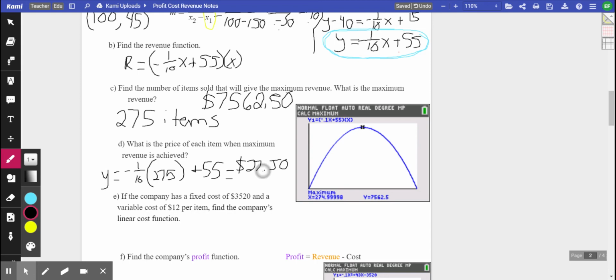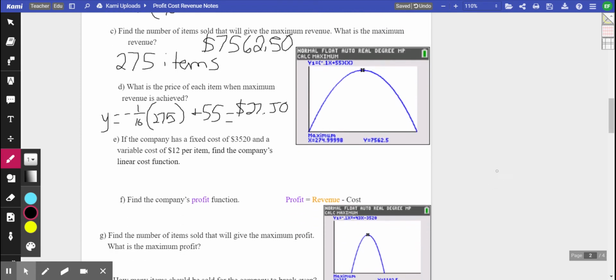So our little sweet spot for this item, whatever they're selling here, we want to be able to list the price for $27.50. That way we're going to maximize our profit. Because we know at that price point, we're going to be able to sell 275 items.